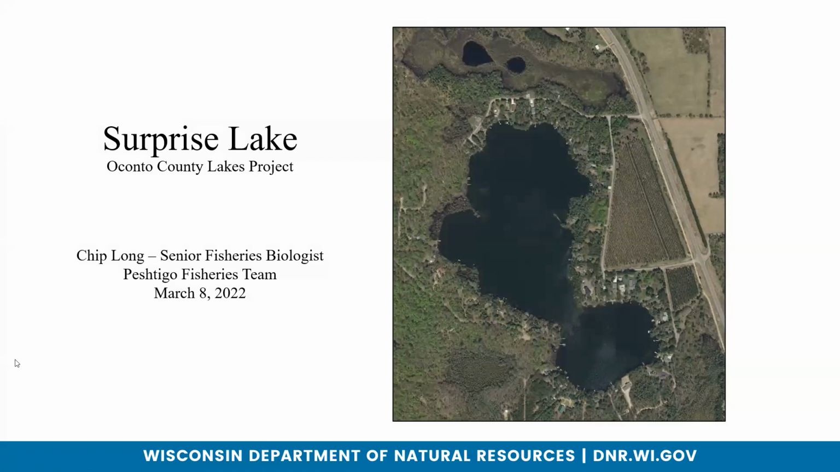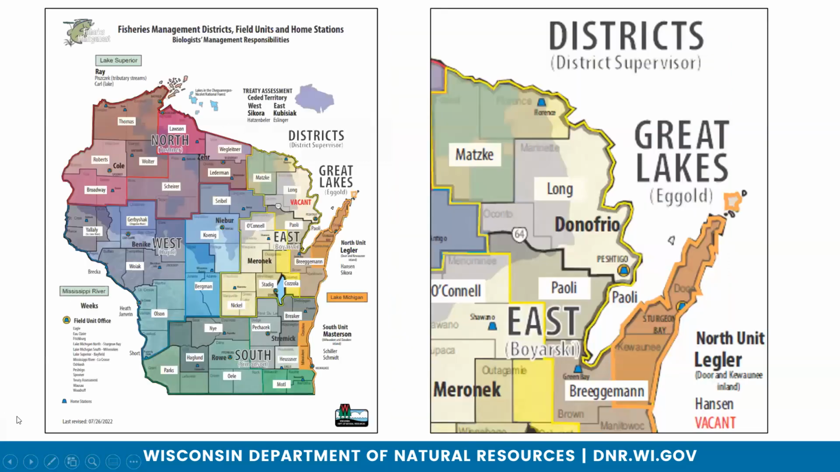My name's Chip. I'm a fish biologist, and my office is out of Peshtigo. And I always start with a slide to kind of show the distribution of staff across the state, because I like to put your individual lake, Surprise Lake, in the context of the department and fish management and really what I do. So on the left here, this is a statewide map with all the biologists. You can see I'm over here in the Northeast, but every one of these white boxes is a fish biologist. There's probably about 40 of us statewide.